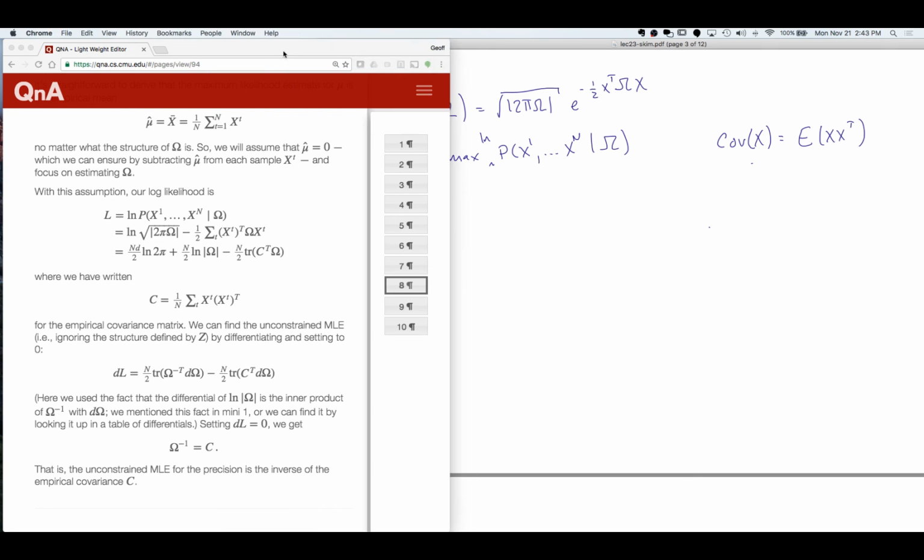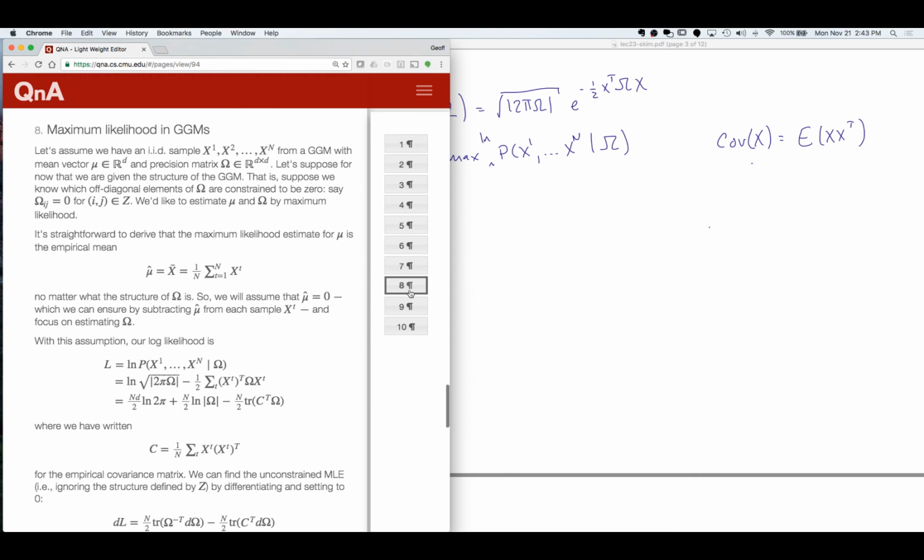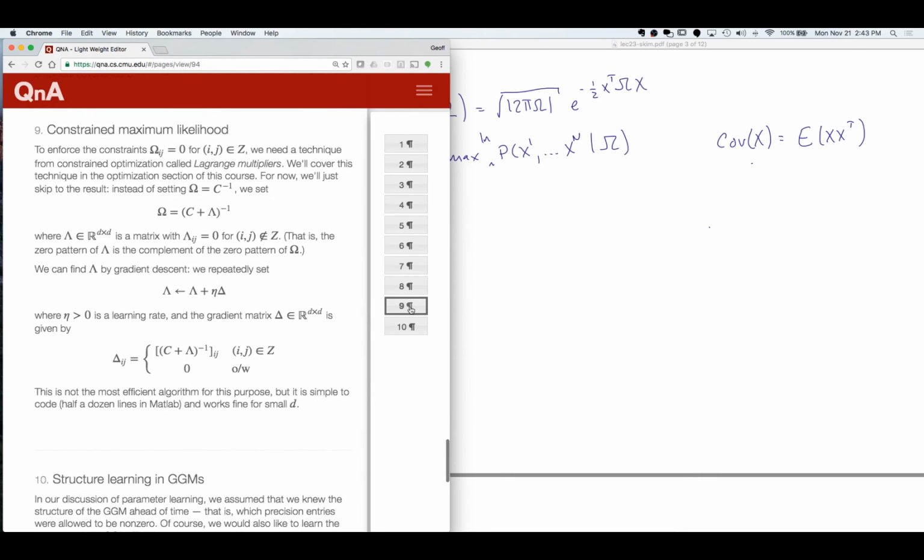Section 8 here describes how to fit it with no constraints, and section 9 describes how to fit it when we're constraining some elements of the precision matrix to be 0. That's this pseudocode here, and then there's corresponding MATLAB code that I've posted to Piazza. So please continue to ask questions if that doesn't clarify things, and we'll keep going on the exercise.